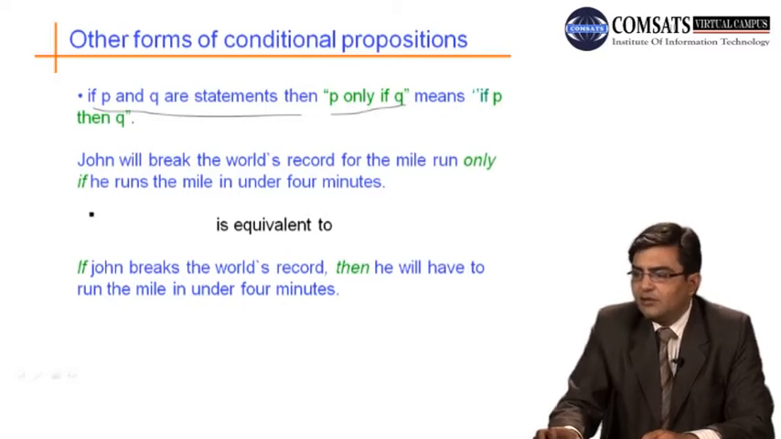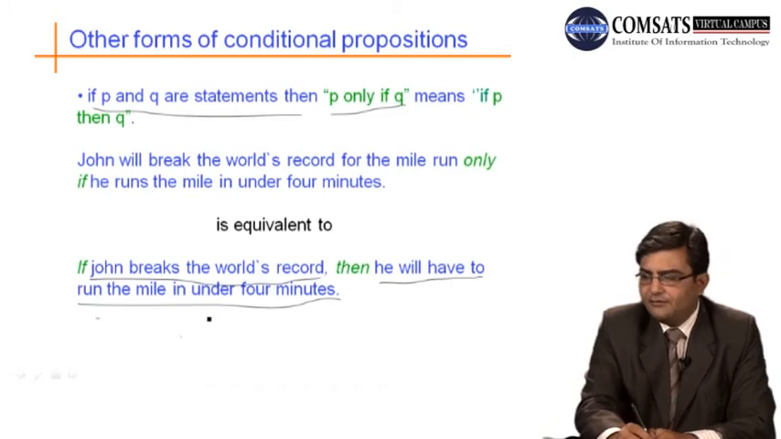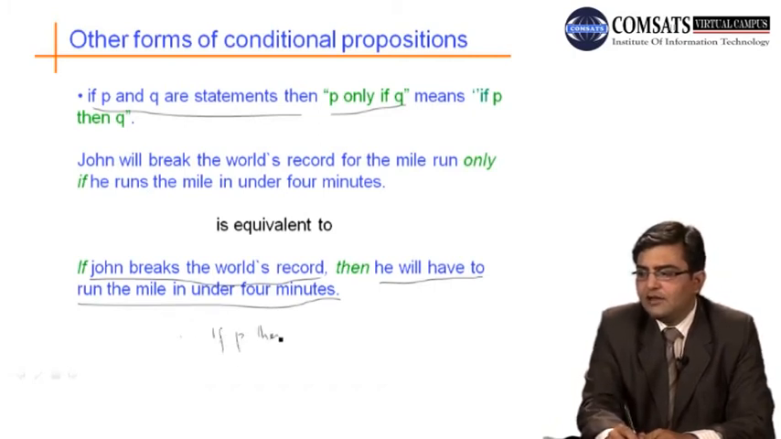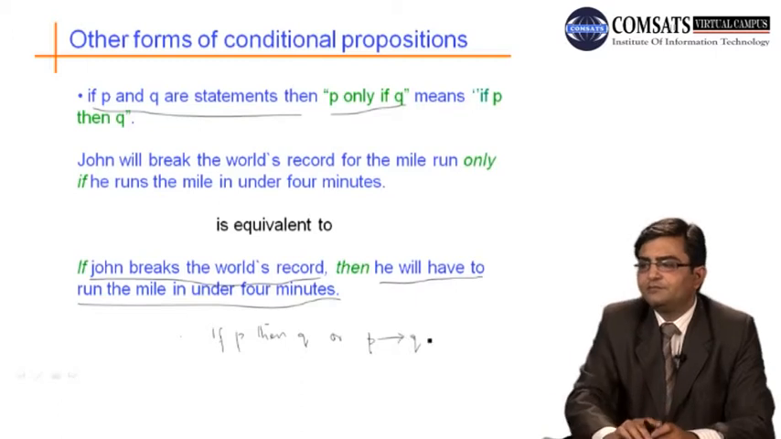So we can write the equivalent form of conditional statements in the form if P then Q. Here, if John breaks the record, this is the proposition P, if we suppose, and this is the proposition Q, then the above statement can be written in the form if P then Q, or P implies Q.